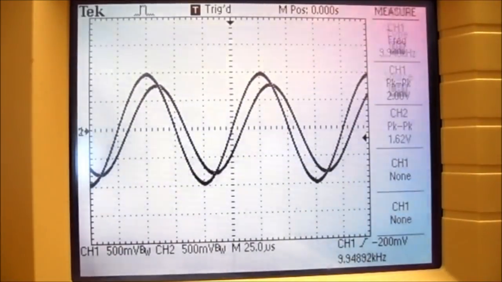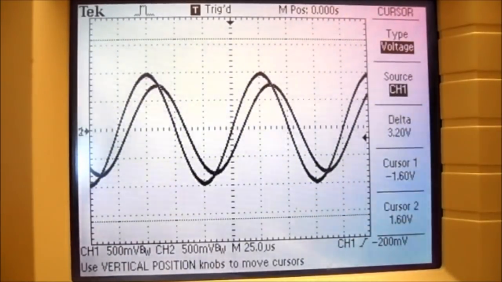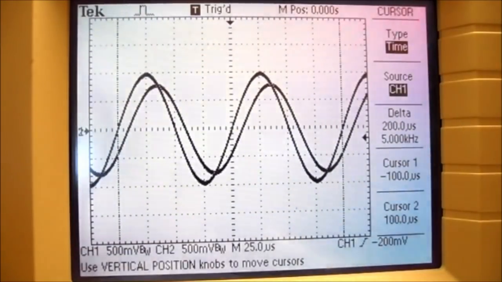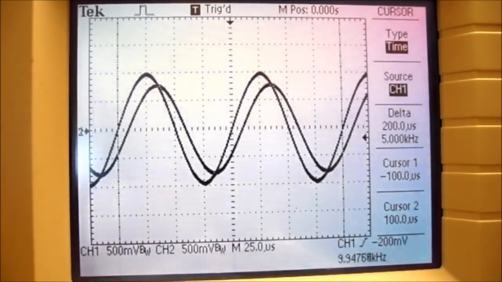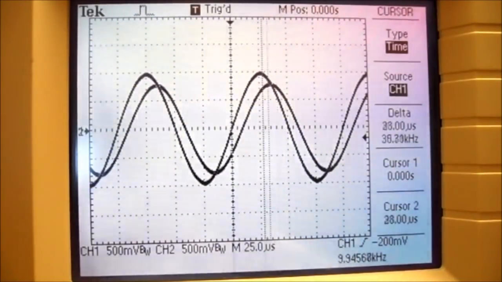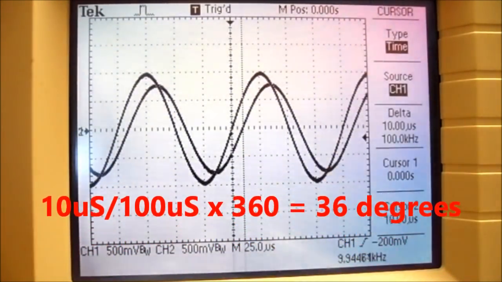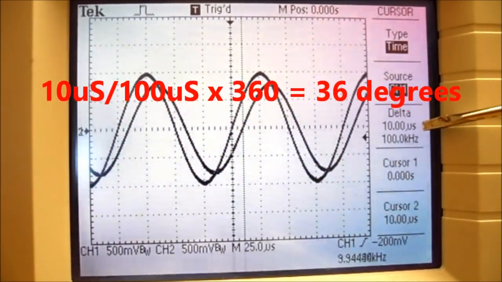So I'm going to press the cursor button, and right now it's type off. Now it's type voltage. Now it's type time. So I'm going to use the cursor position knob, and I'm going to move my first cursor over to the first 0 crossing line. Then I'm going to move my second cursor over to the second 0 crossing line. And you can see my delta is 10 microseconds.